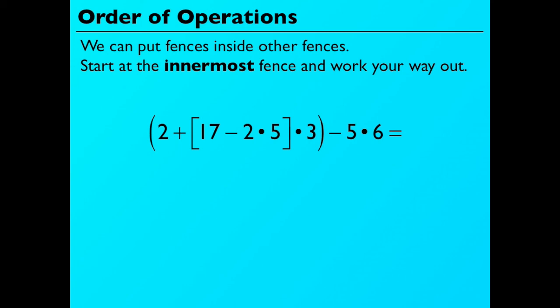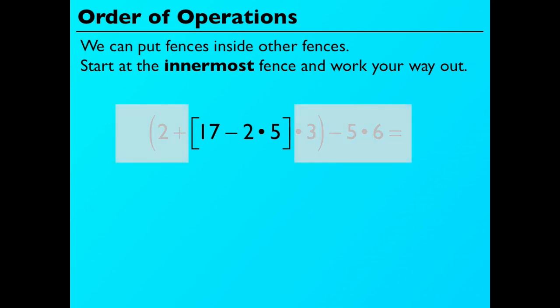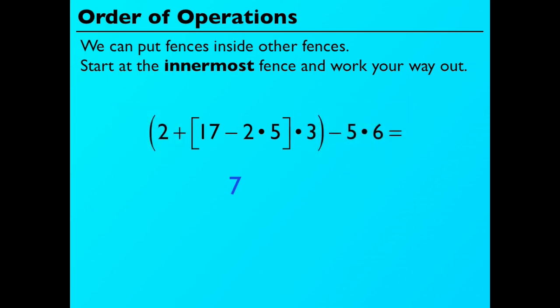We can put fences inside other fences. Start with the innermost fence and work your way out. In this case, we have 2 sets of fences, so we start with the innermost. 17 minus 2 times 5, order of operations, 2 times 5 is 10, 17 minus 10 is 7. Then we move out to the next grouping symbol. 7 times 3 is 21, 21 plus 2 is 23. Multiplication, 5 times 6 is 30, so 23 minus 30 gives us our answer, -7.